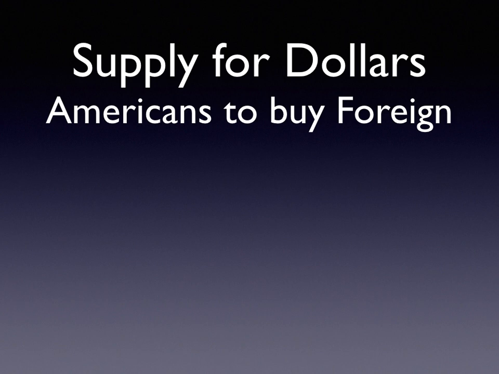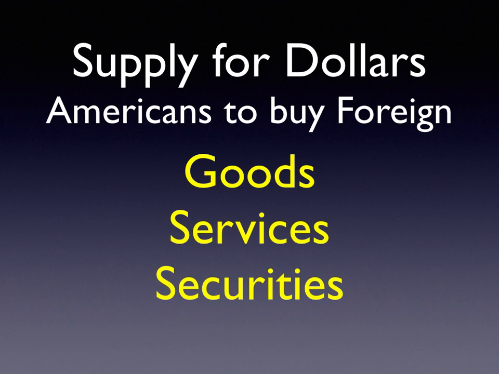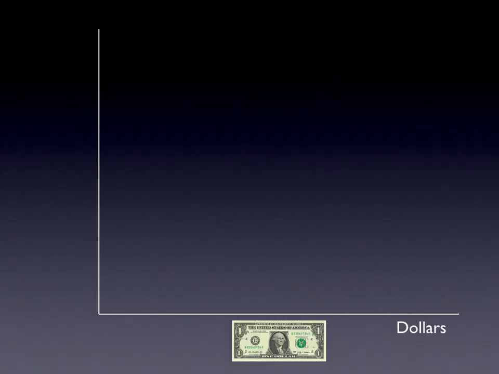The supply of dollars, Americans wanting to buy foreign goods. In other words, I've got to trade my dollars for other currency in order to buy that other currency. Same kind of thing. I want to buy their goods, services, or I want to buy securities, or I might want to speculate in their currency. All right. So let's think about this graphically. There's the dollars, and let's say it's the yuan per dollar.